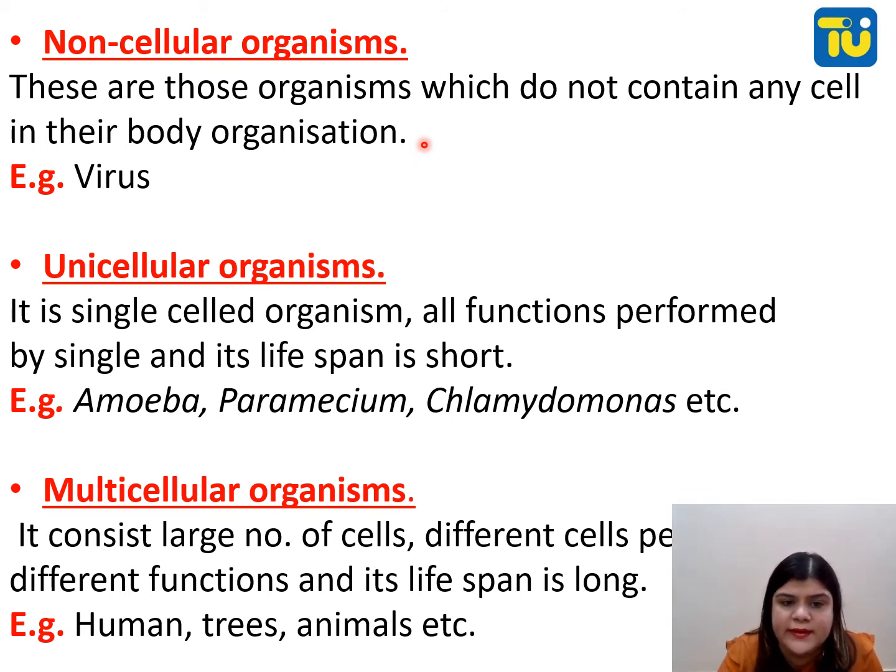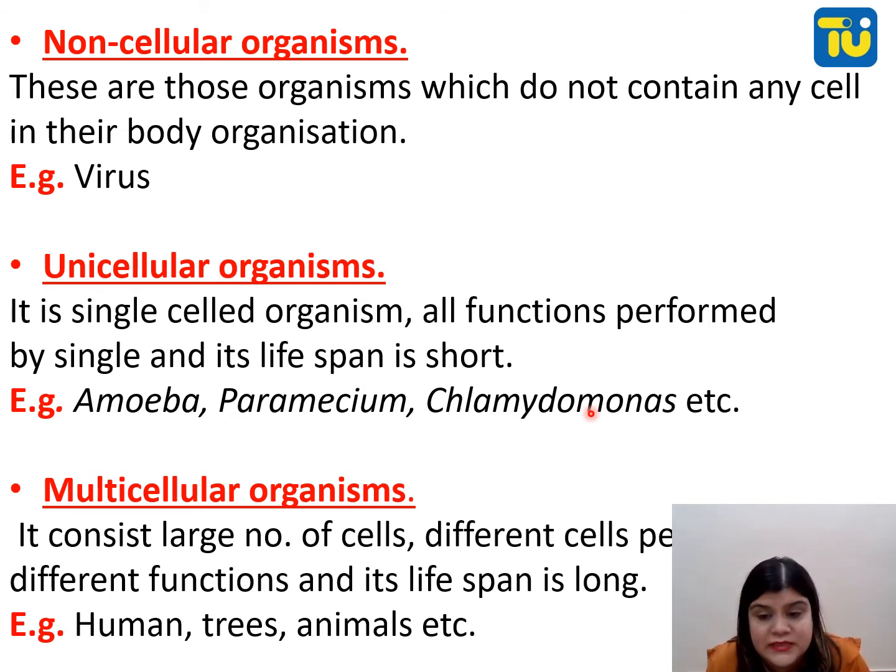Then unicellular, it is a single cell organism and all functions are performed by a single cell. Lifespan is short, example amoeba and paramecia. Okay, so in this, the lifespan is very short. And this amoeba is what? It's a unicellular organism. It performs all the functions through one single cell.